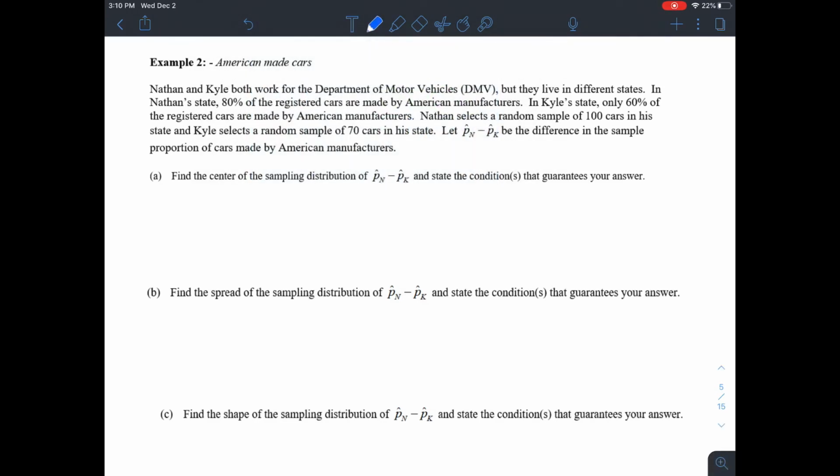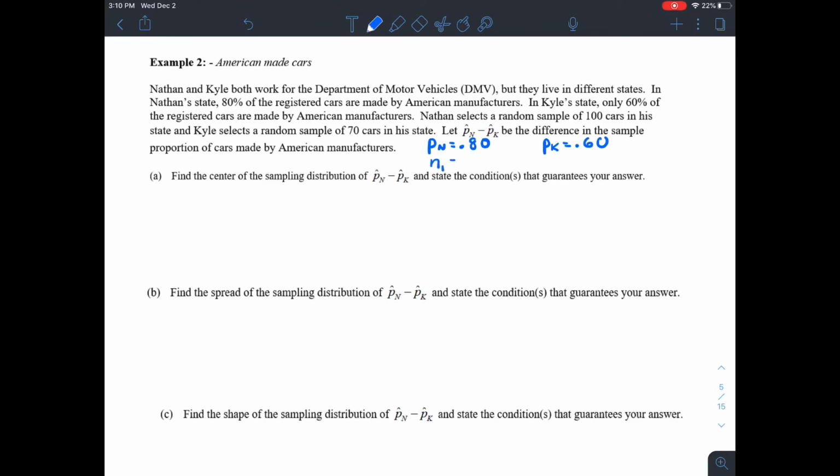It says here in Nathan's state, 80% of the registered cars are made by American manufacturers. So I'm just going to write down the information as I'm giving it here. And they're giving this to you as a population proportion. Okay, so the P sub N for Nathan's state, 80% of those registered cars are American manufacturers. In Kyle's state, P sub K, 60% of the registered cars are made by American manufacturers.